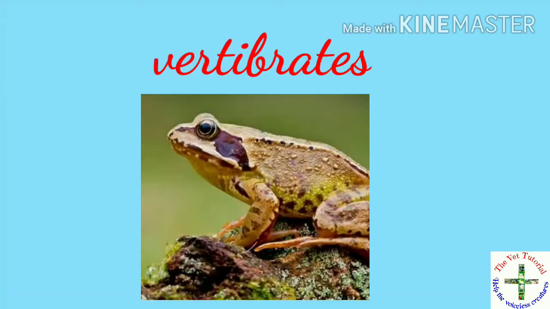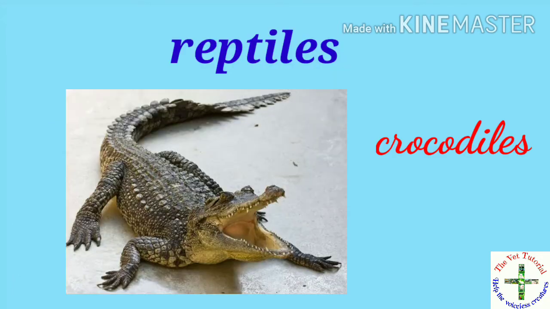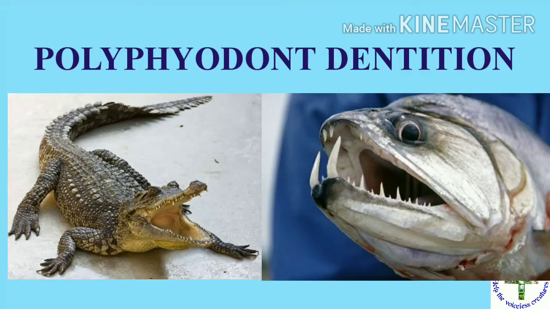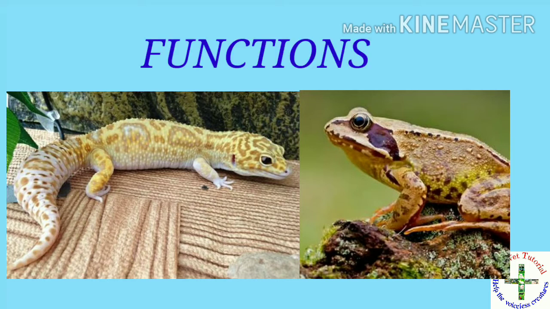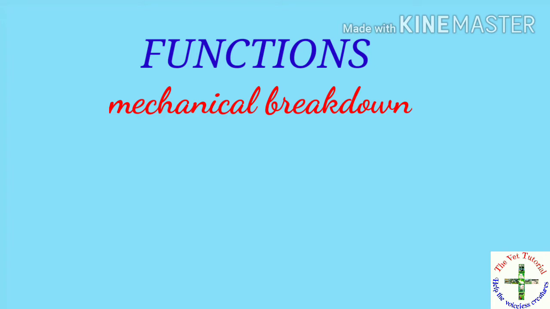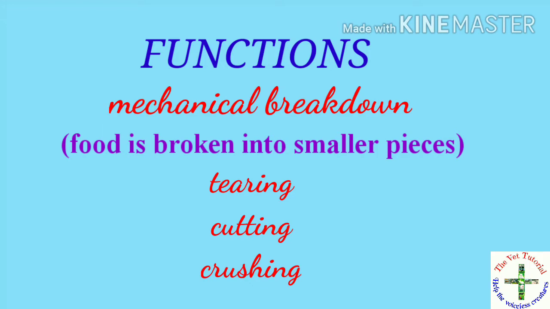And remember that in other vertebrates and most toothed fishes and many reptiles like crocodile and geckos have a polyphyodont dentition, which means multiple sets of teeth erupted throughout the life of animals. Then let's study briefly about the function of teeth. It helps in mechanical breakdown of food, in which food is broken into smaller pieces by tearing, cutting, crushing action of the teeth that occurs during the process called mastication, or we can say chewing.